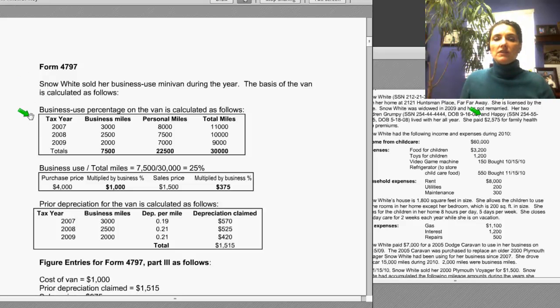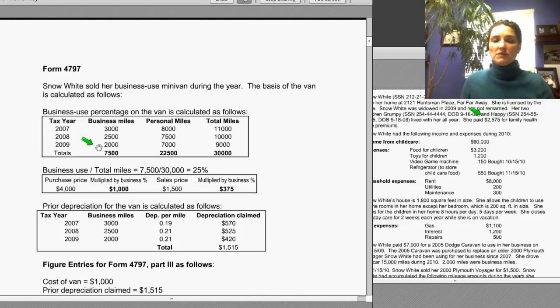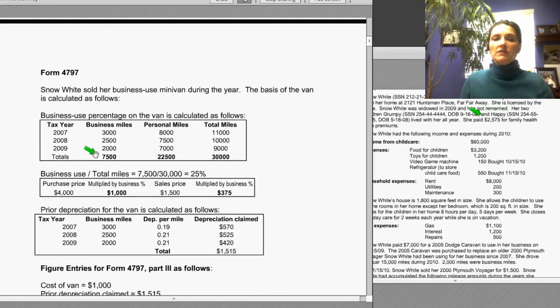So we had business use on Snow White's minivan over the years as follows. 2007, 8, and 9, the business miles were 3,000, 2,500, and 2,000 respectively, for total business miles of 7,500. Her personal miles, those same 3 years, added up to 22,500, and the total miles for all 3 years was 30,000 miles. We're going to take the business miles of 7,500, divide those by the total miles of 30,000, and we get overall business use over time of 25%.